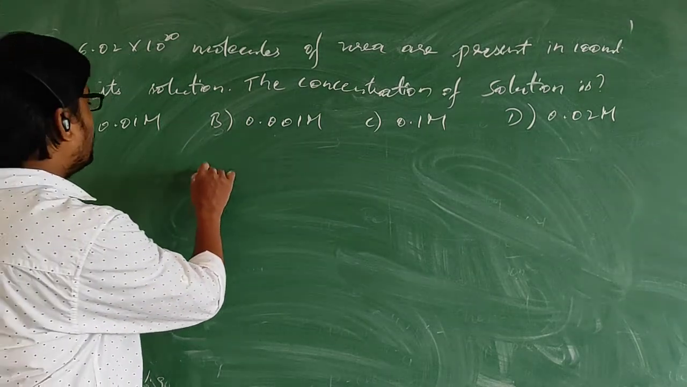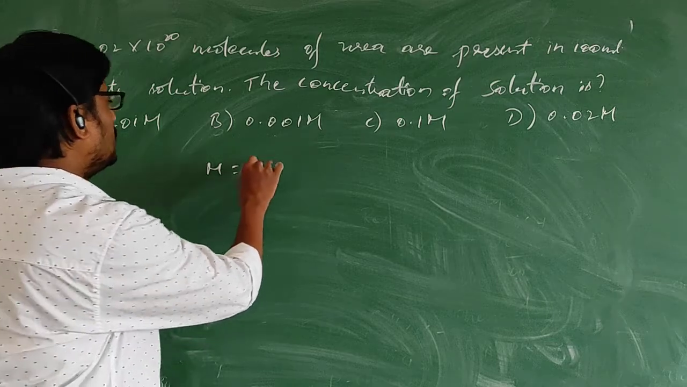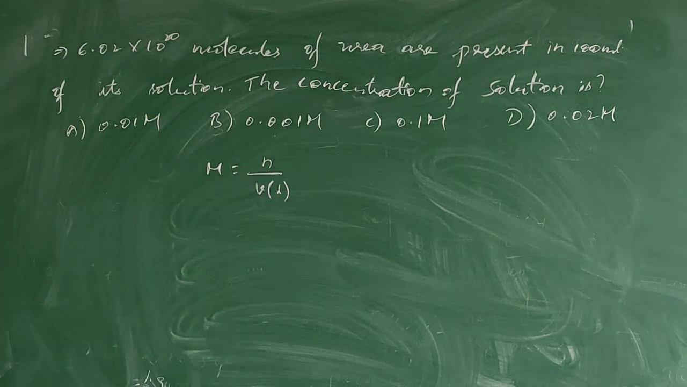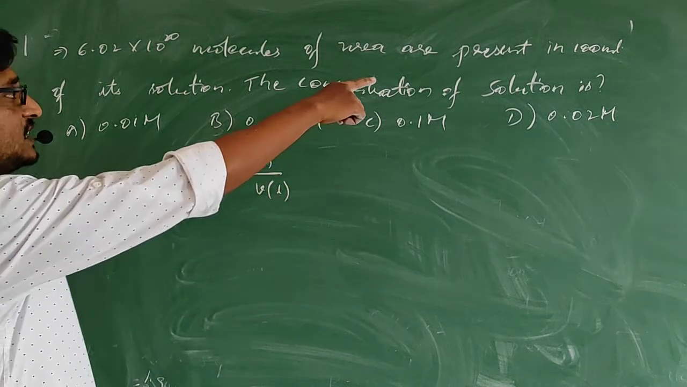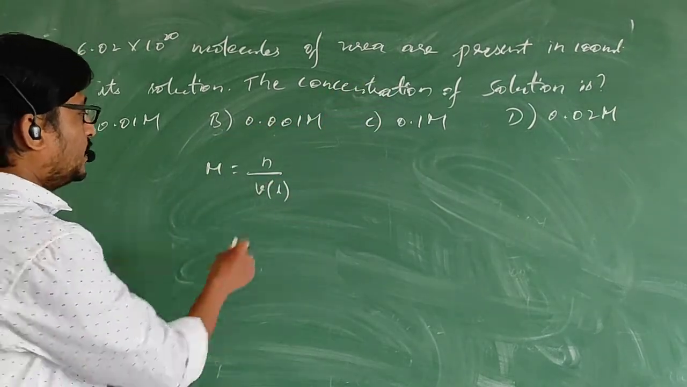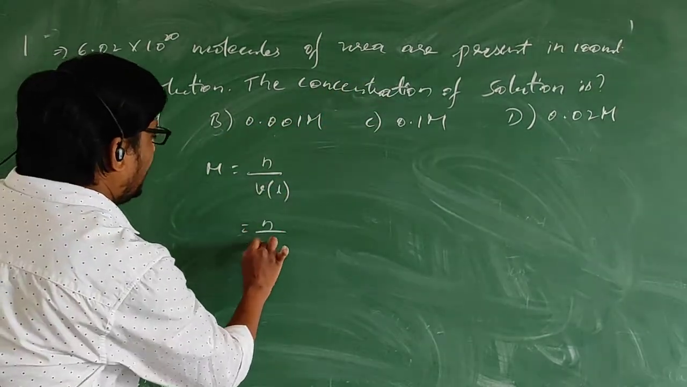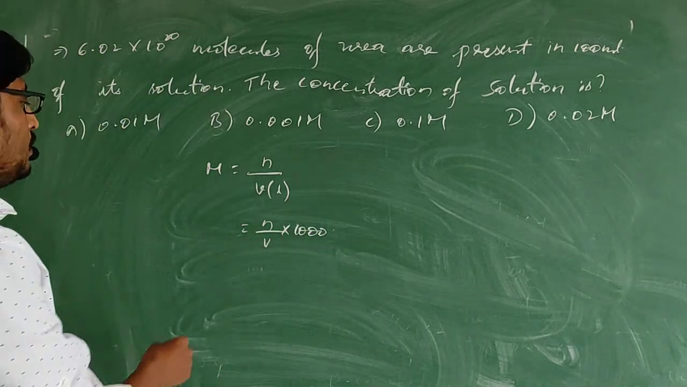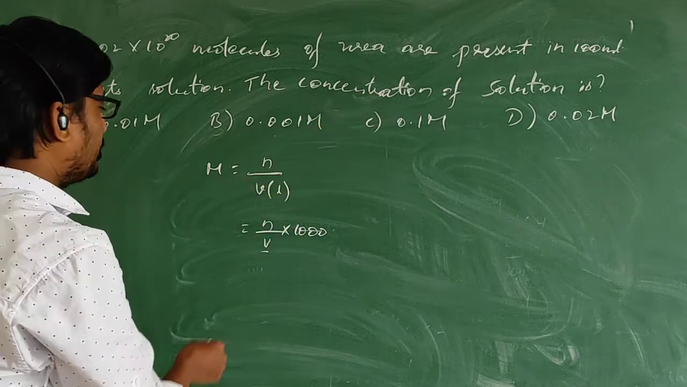Nothing but we need to calculate the concentration in terms of molarity. So, what is the formula for molarity? Molarity is equal to number of moles present per liter of the solution. This is the formula. So, since you have given the volume in ml, you can multiply this with 1000. N by V into 1000. Okay. So, volume he has given 100 ml.